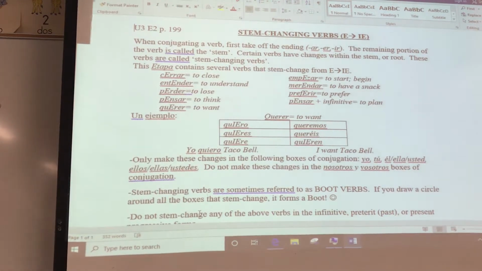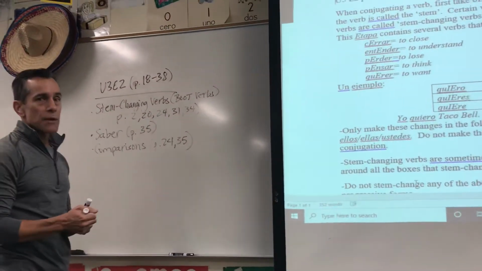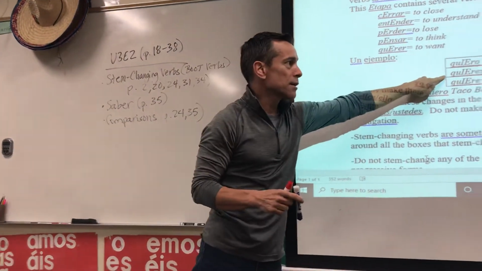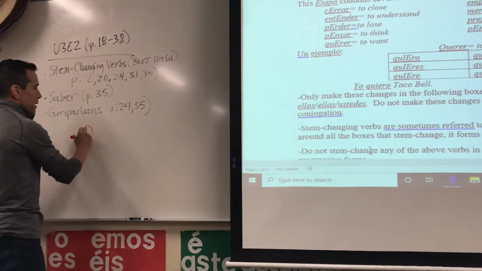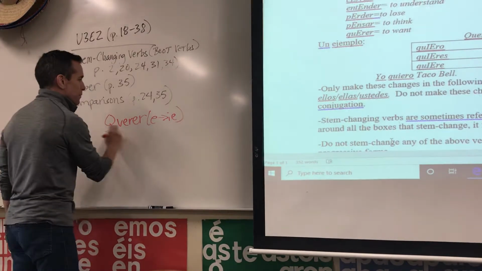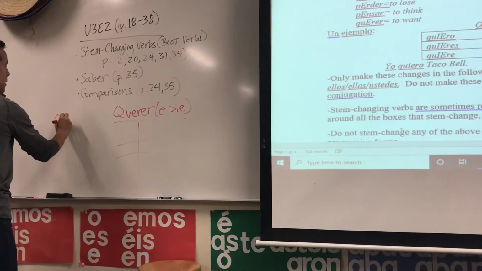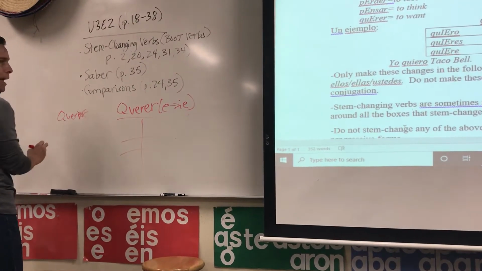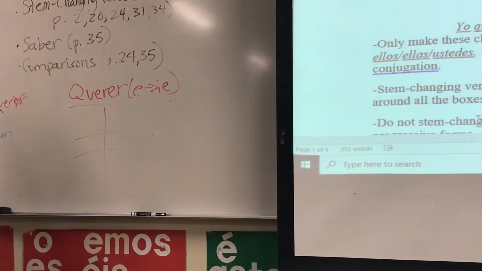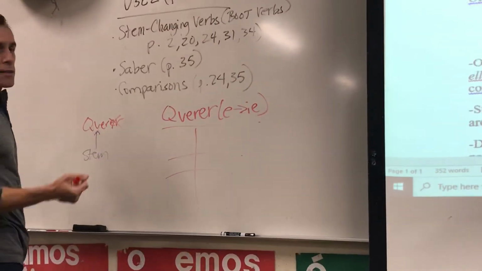So, what you do is when you conjugate a verb, the very first step is to get rid of the AR, the ER, or the IR. So we're going to stick with this example here, and I'm going to map that out for you. So the verb querer is an E to IE stem-changing verb. Step number 1, whenever you conjugate a verb, you take the verb and you get rid of the ER, the AR, or the IR. The part that you're left with is called the stem of the verb. And the stem is going to change, which is why they're called stem-changing verbs.